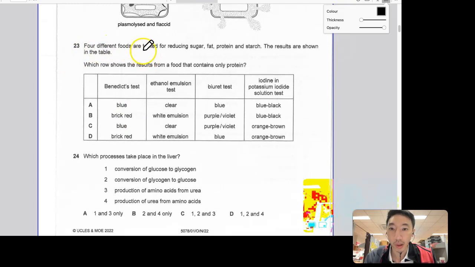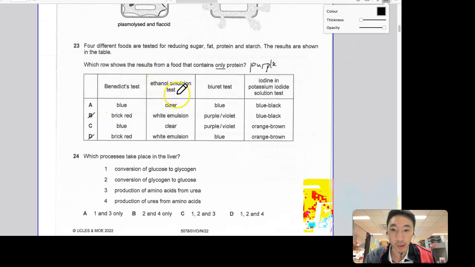Okay, question 23. 4 different foods are tested for reducing sugar, fat, protein, and starch, and the results are shown in the table. Which row shows the results from the food that contains only protein? So we know that if it's protein, then it must be purple with the biuret test. With the Benedict test, we don't want it to be brick red, so D is wrong already. B is wrong also. A and C are maybe right.